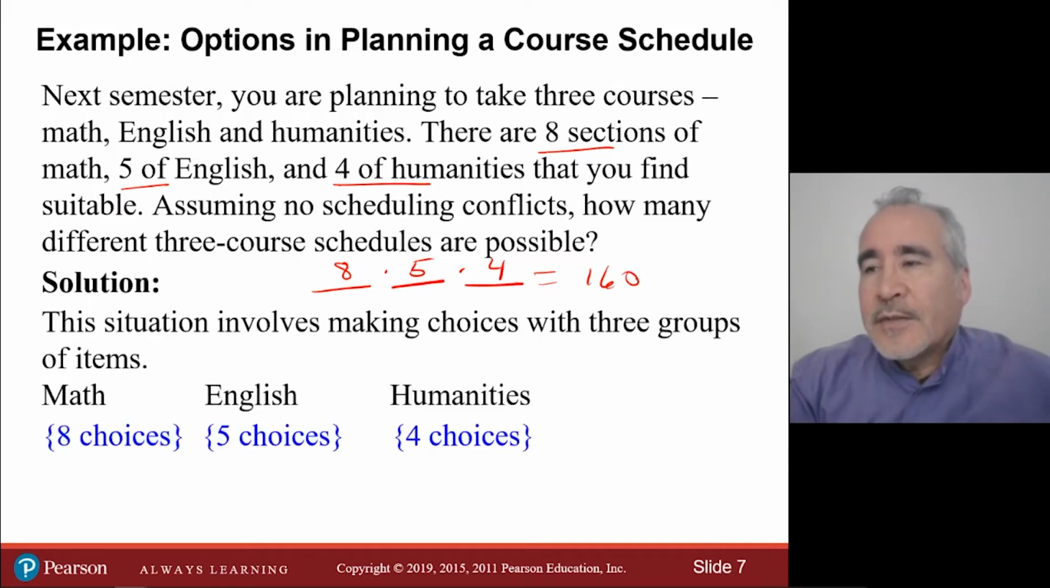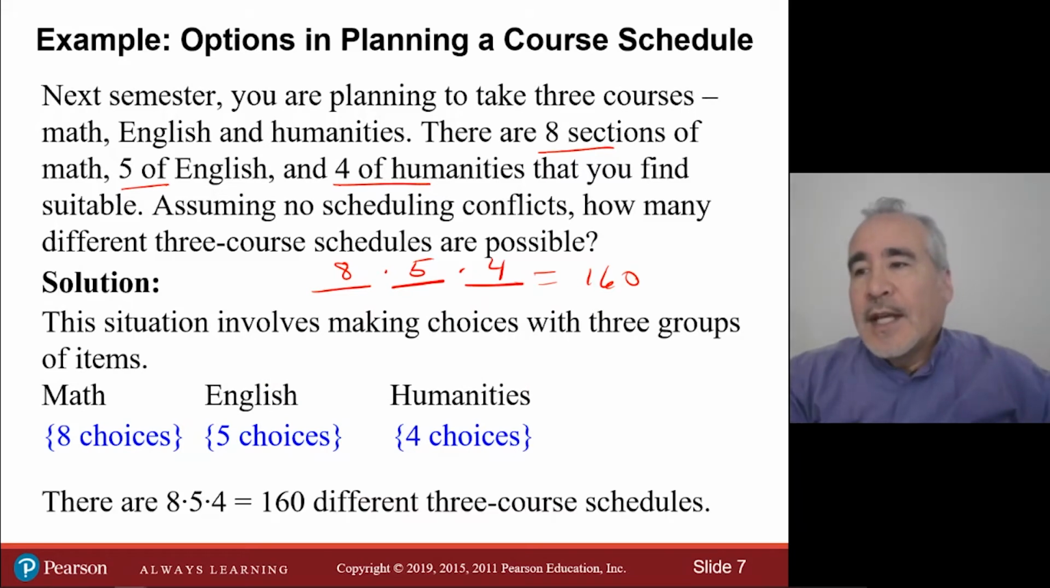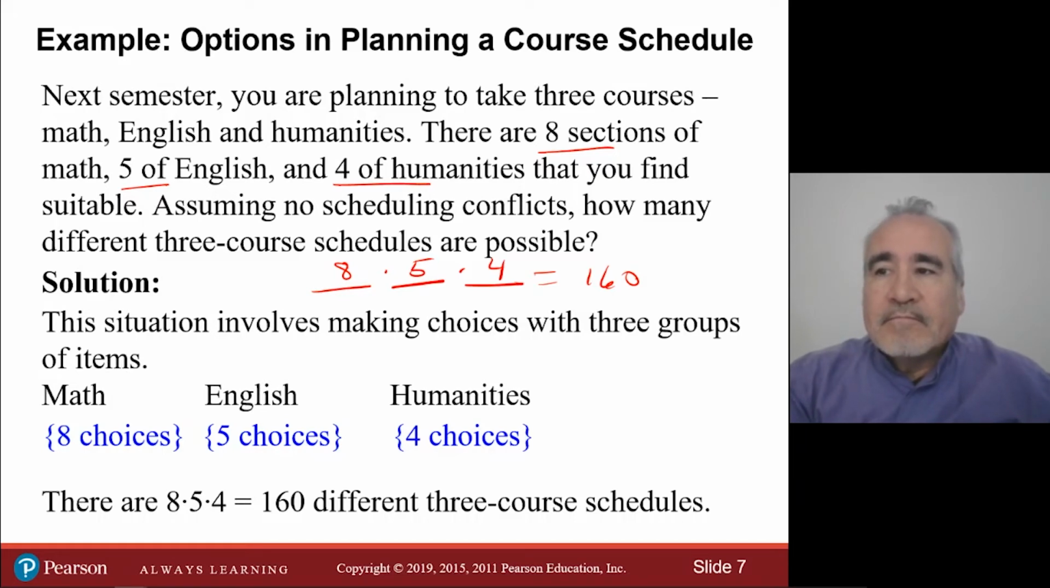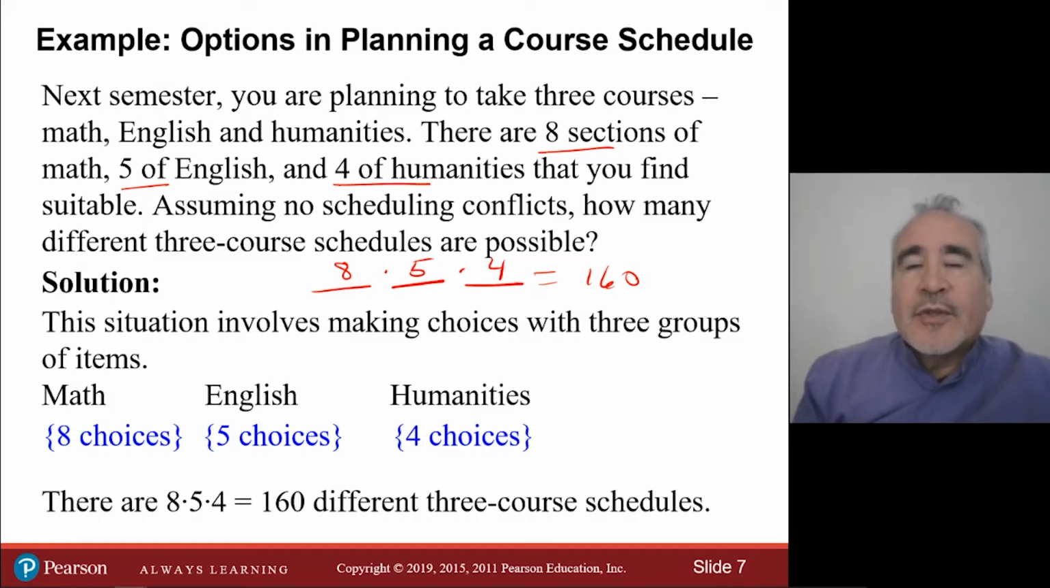Right? 8 choices, 5 choices, 4 choices. 160 different schedules that you could come up with, depending upon having to choose these 3 types of classes.